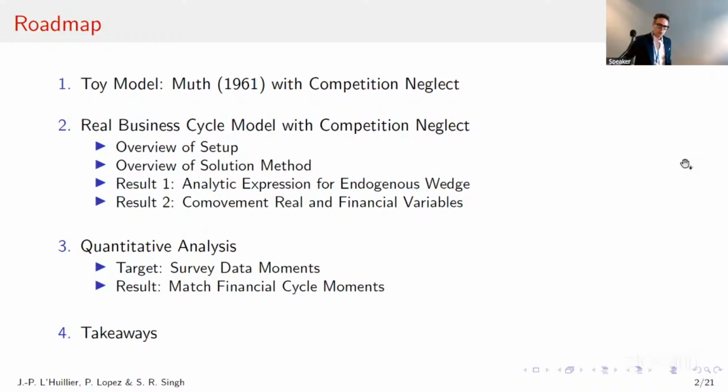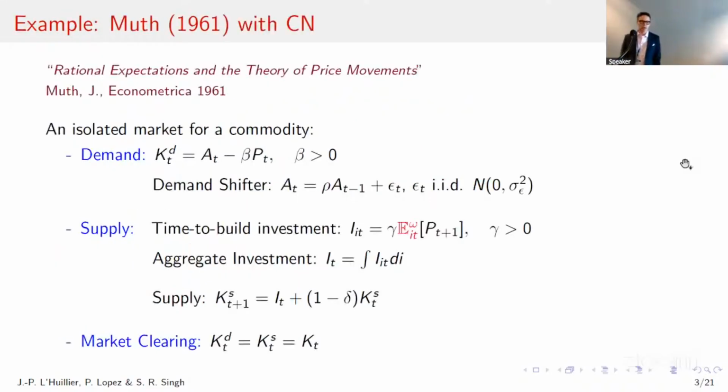All right, so this is Muth 1961, the classic Econometrica paper, rational expectations and the theory of price movements. This is a model of an isolated market for a commodity. Variables here are denoted in deviations from steady state. The demand side is modeled with a downward sloping function of the price, with slope kappa. There's a demand shifter that is stochastic and follows an AR(1) process. The supply side is modeled with a time-to-build investment assumption.